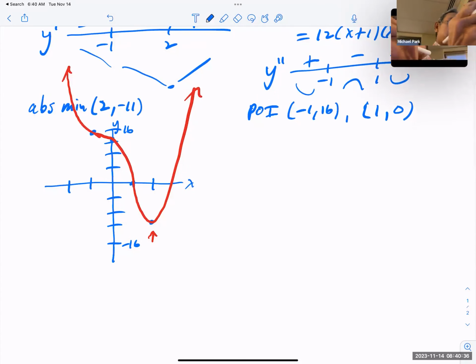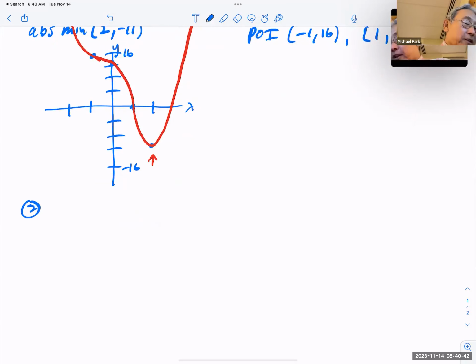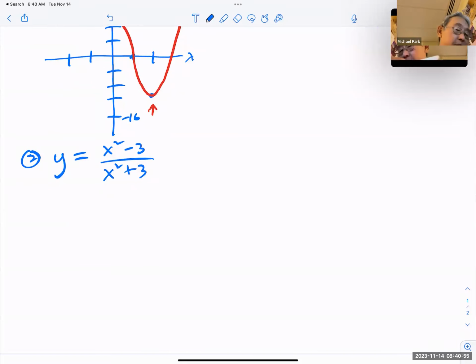Okay, so the key is you got to be able to make number lines for the first and the second derivative, no matter what function it is. Number two, find all points of inflection. So we need to find when the second derivative changes sign. Okay, so this one, we need to compute the first derivative first.